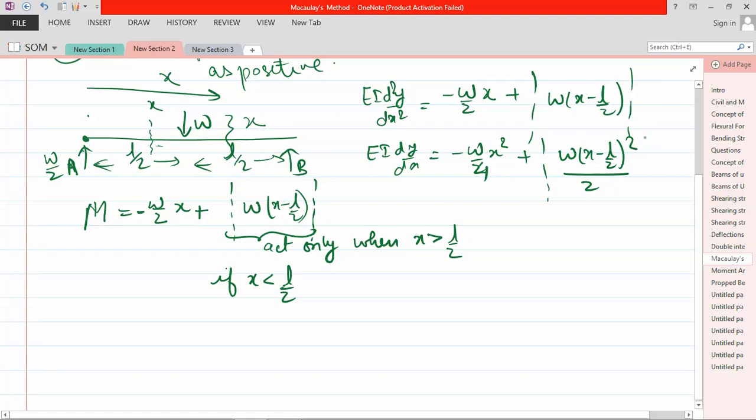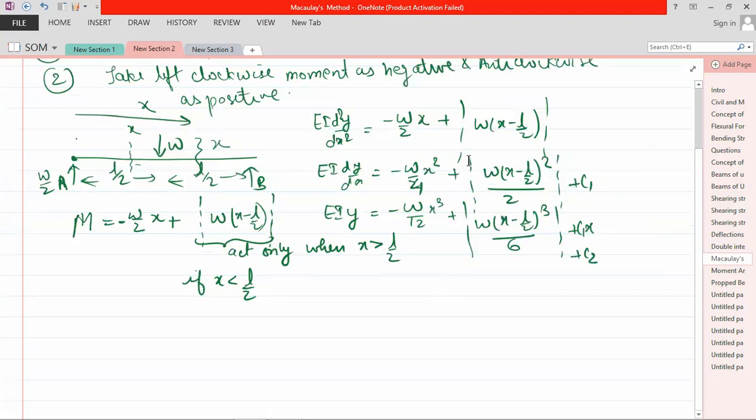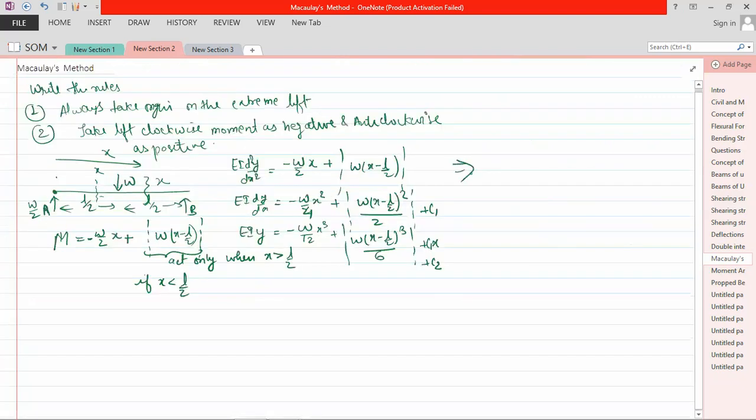Now plus C1. And now again, EI y is equal to minus W x cube by 12 plus W into x minus L by 2 whole cube by 6 plus C1 x plus C2. This is your equation. Now I know that if you haven't studied it earlier, it would be difficult for you to grasp. So I am just going with it, and in one or few problems you will understand how it is calculated. Okay. Now we have to obtain C1 and C2.